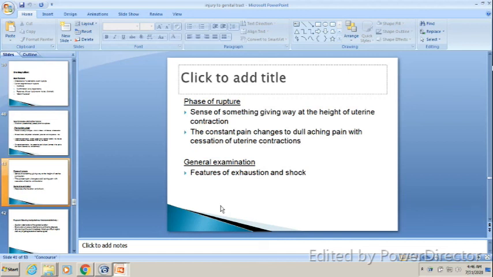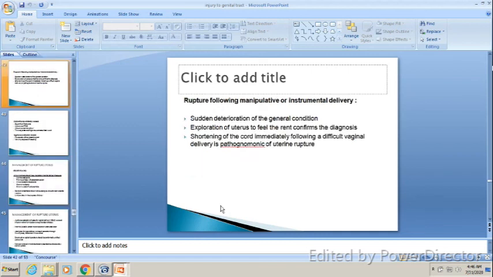What is the phase of rupture? Some sense of something giving way at the height of uterine contraction. Constant pain changes to dull aching pain with cessation of uterine contraction. So the typical history the patient will give is, there was so much pain, but now there is no pain. On general examination you find features of exhaustion and shock. Sudden deterioration of general condition will be there. Exploration of the uterus to feel the rent confirms the diagnosis.